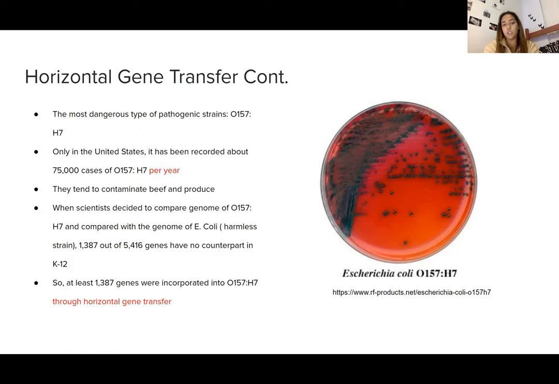So scientists have attempted to compare the genome of O157:H7 and the harmless genome E. coli K12 mentioned before. The results they came out with is that 1,387 out of 5,460 genes have no counterpart in K12. With that being said, at least 1,387 genes were incorporated into O157:H7 through horizontal gene transfer. Most genes in O157:H7 are virulence associated and even enable O157:H7 to extract nutrients from the intestinal wall.